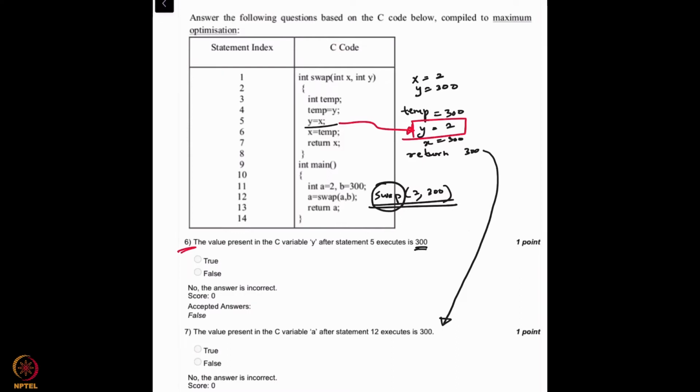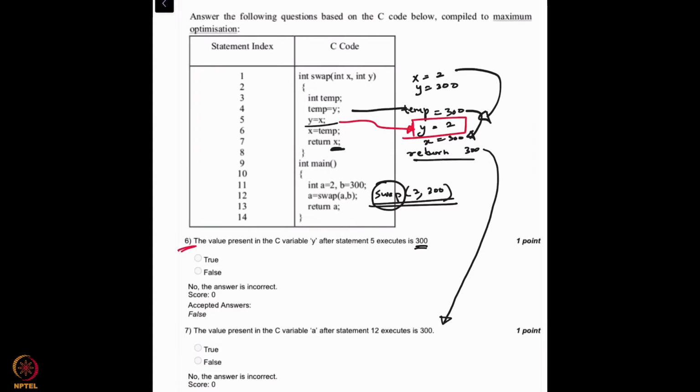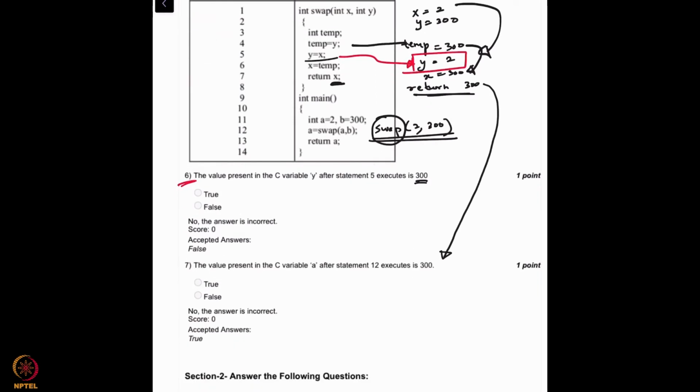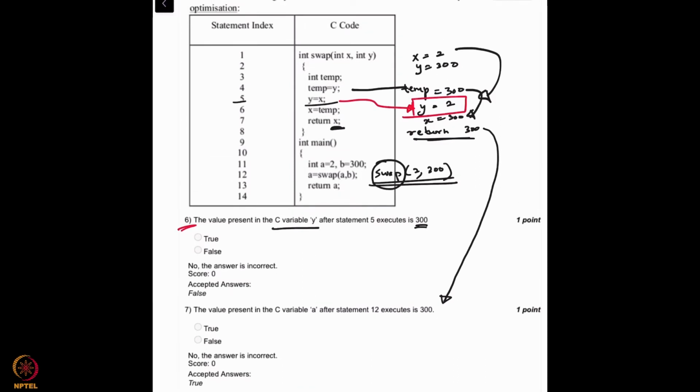So temp is equal to 300 in this statement, y equal to x, right? So y equal to 2 and x is equal to temp, right? So return of x, so return 300. The value present in the C variable y after statement 5 executes, so this is statement 5, after this executes y is equal to 2 and hence 300 is wrong, so it is false.